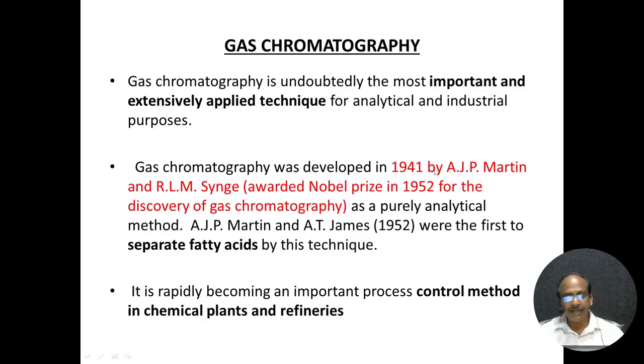Gas chromatography was developed in 1941 by A.J.P. Martin and R.L.M. Synge. These scientists got the Nobel Prize in 1952 for the discovery of chromatography. Discovery means they were the source of the invention of that technique. That's why Martin and Synge got the Nobel Prize, and why it is such an important analytical method.